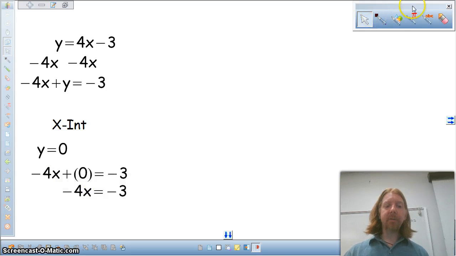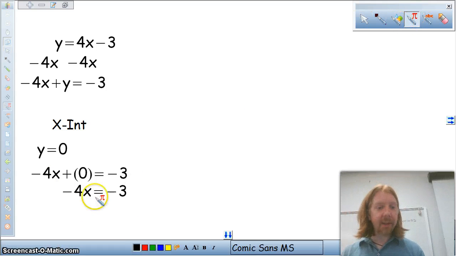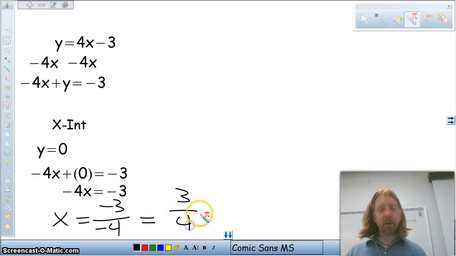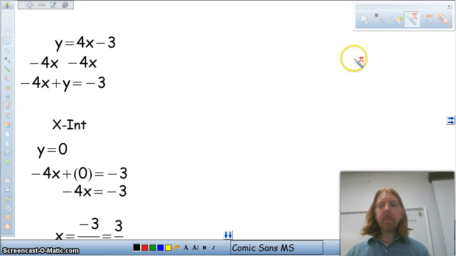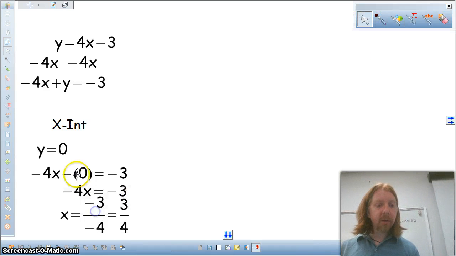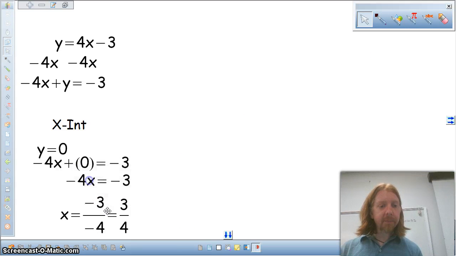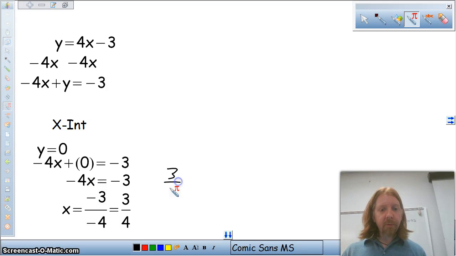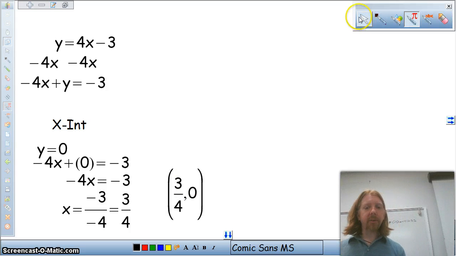Divide both sides by negative 4. So I'm going to have this. X is equal to a negative 3 over a negative 4, which is a positive 3/4. Meaning, my intercept is going to happen at the coordinate 3/4, 0. That would be my x-intercept.